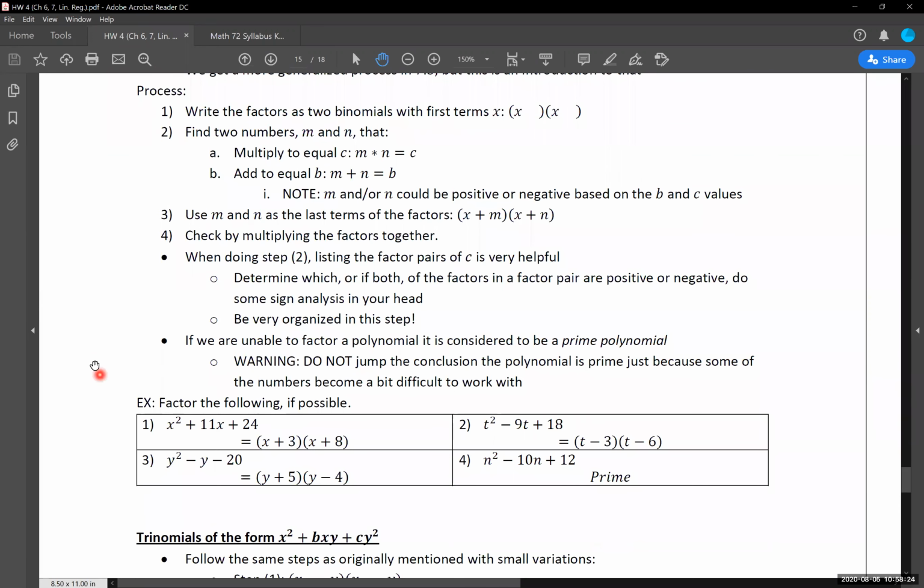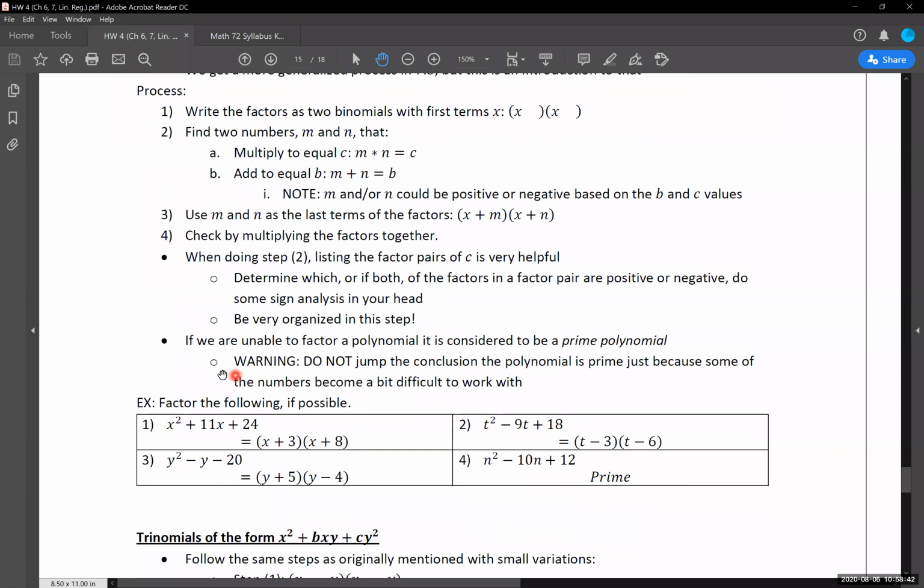And it can be the case, it's not unheard of, that if we are unable to factor a polynomial, it is considered to be a prime polynomial. So you may just list the answer as prime, prime polynomial, something like that. Either of those two terminologies will work.